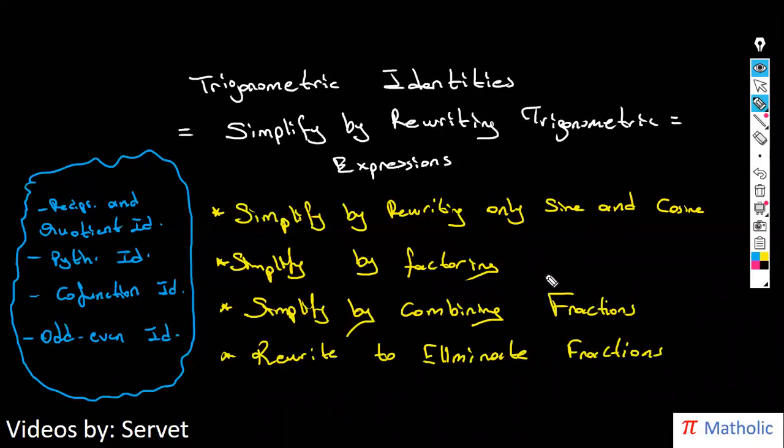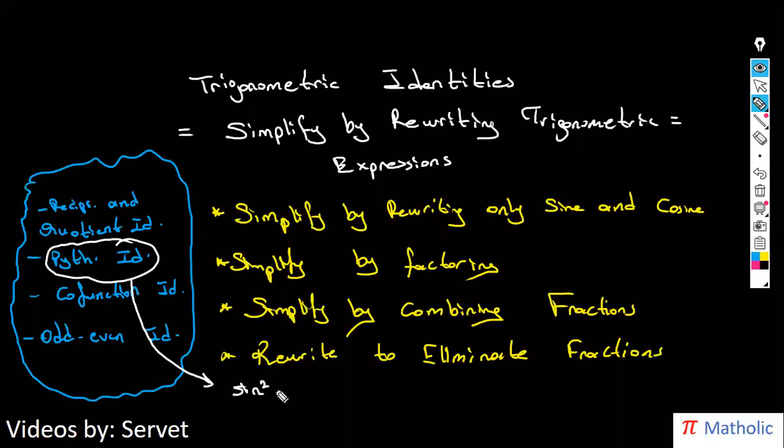But before starting, you must know about reciprocal and quotient identities, Pythagorean identities, co-function identities, and odd-even identities. Let's remember Pythagorean identities. Let's write over here.